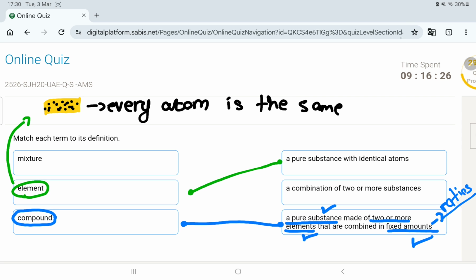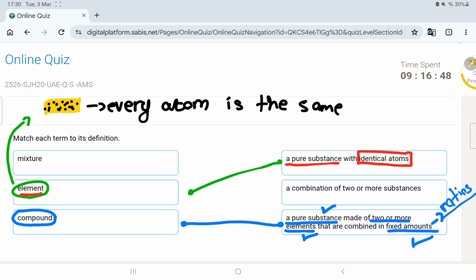Because it's not like when you zoom into a gold bar in a microscope, you're gonna see that one different atom, right? It won't work out. Why? Because an element is a pure substance with identical atoms. All oxygen atoms are the same, all gold atoms are the same, all carbon atoms are the same.